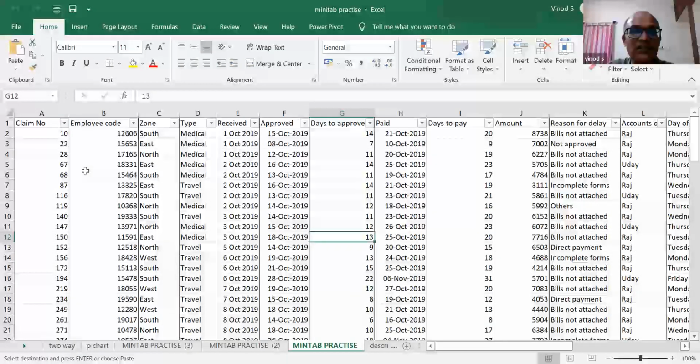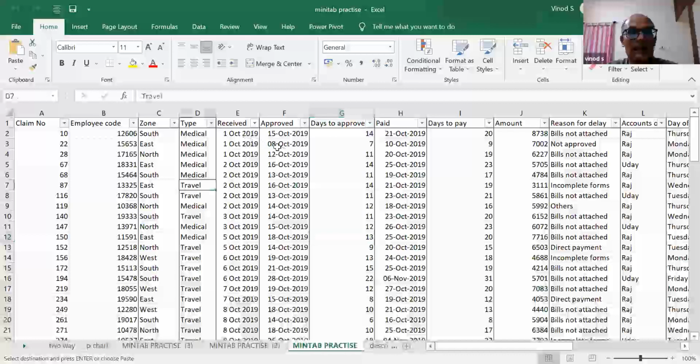Generally it happens that employees belong to different zones: south, east, north, and west. They are claiming certain bills. Those bills are medical bills and travel bills. Okay, 2 kinds of bills they are claiming. One is the medical bill, the other one is the travel bill. Now, when the bill is received, it is received in October 2019. And when it is approved, it is 15th October. So how many days?